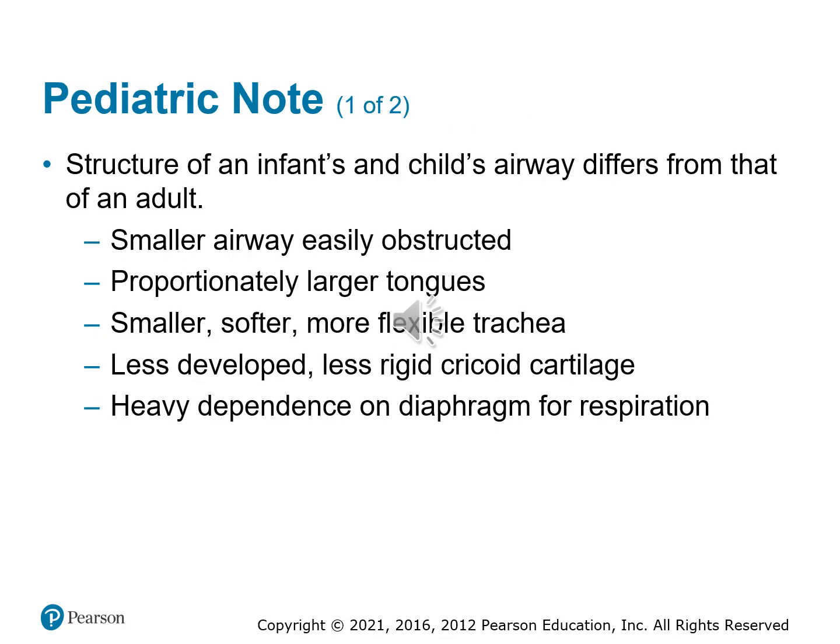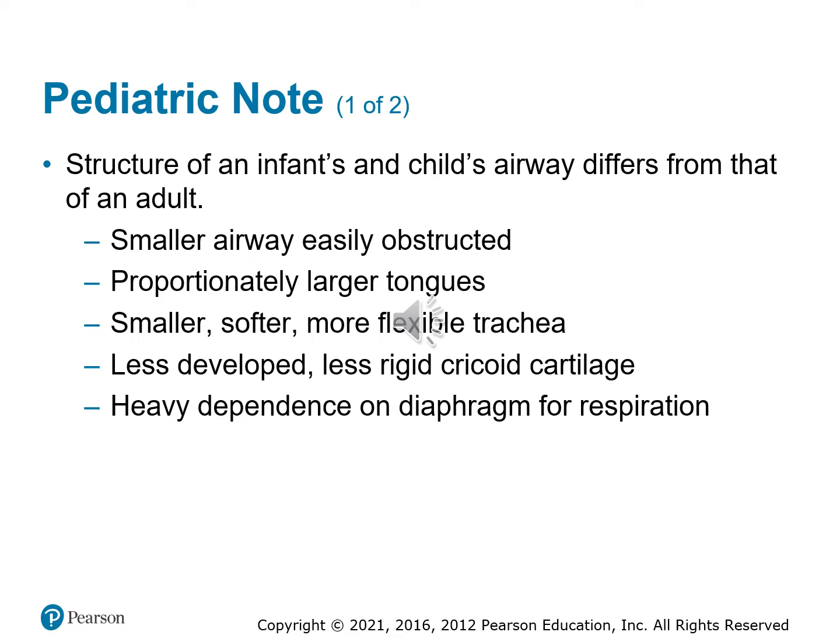All right, talking about kids here for a sec. Kids' airways are different, and we've said that before. Understand that they are smaller and they can become obstructed more easily. They do have larger tongues, and this can be one of the causes for that obstruction, but they also have smaller, softer, and more flexible tracheas.